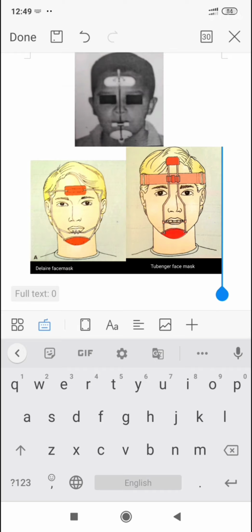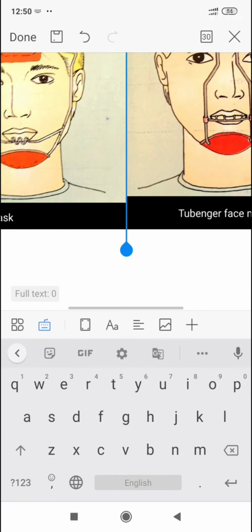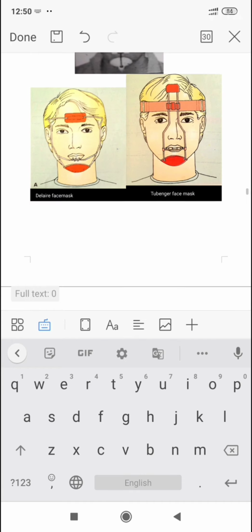The ideal age for face mask therapy is 8 years. Duration of wear is 12 to 14 hours. The direction of force is 15 to 20 degrees downward to the occlusal plane, because it has to bring about forward translation movement of the maxilla. The location of force is 15 mm above the occlusal plane.